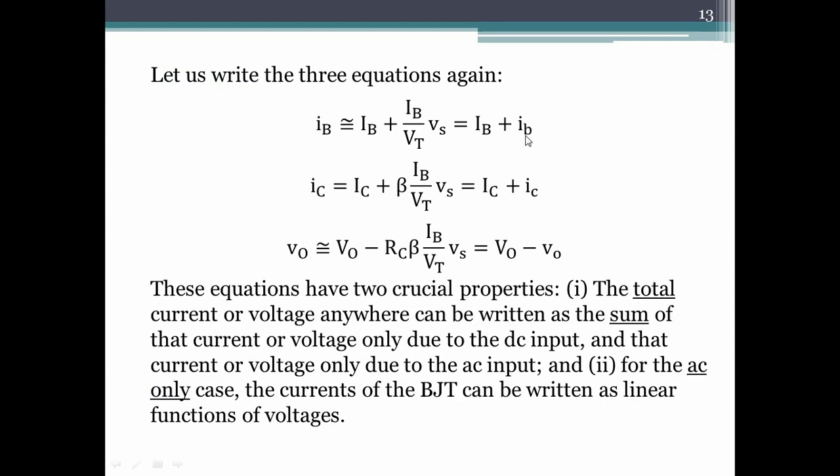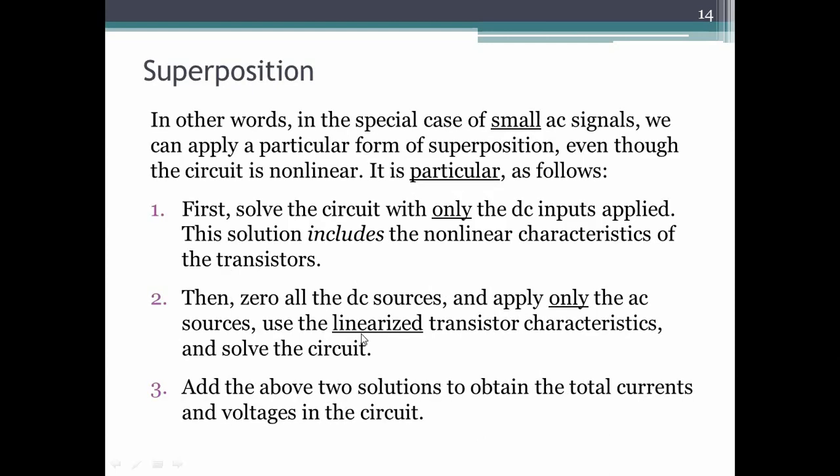So we are solving only AC, number one, and number two, we are using this linearized relation between the current and the voltage. And then we get the total current and voltage in the circuit by adding the DC and the AC. This is a particular form of superposition, and this is what allows us to solve and analyze transistor amplifier circuits in the presence of AC signals. What? The small signal approximation.